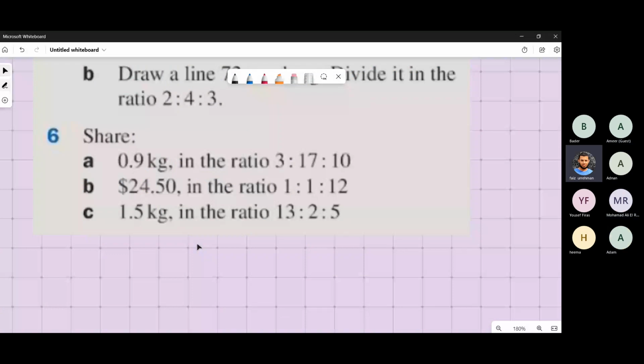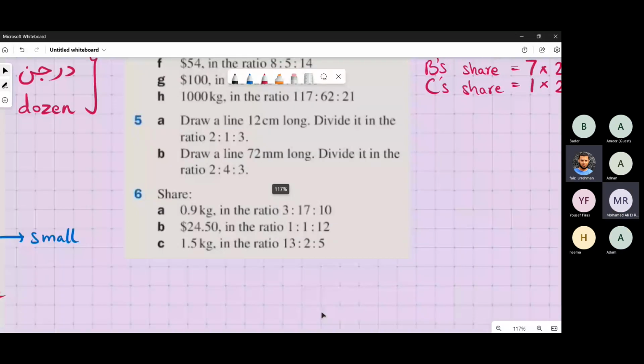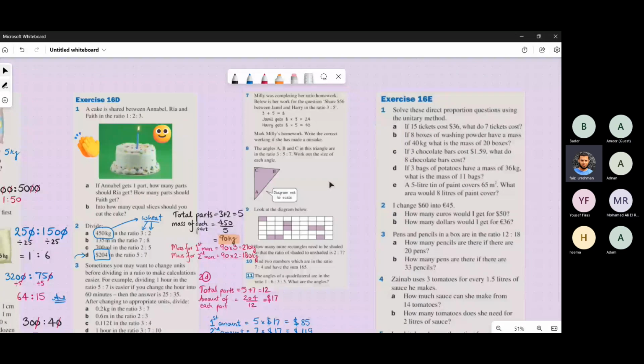So this question is also very similar. Not a big deal. Same procedure. Just add all the parts, divide by the big guy, and then multiply each ratio by that same factor. No, not needed. Let's do the last exercise.